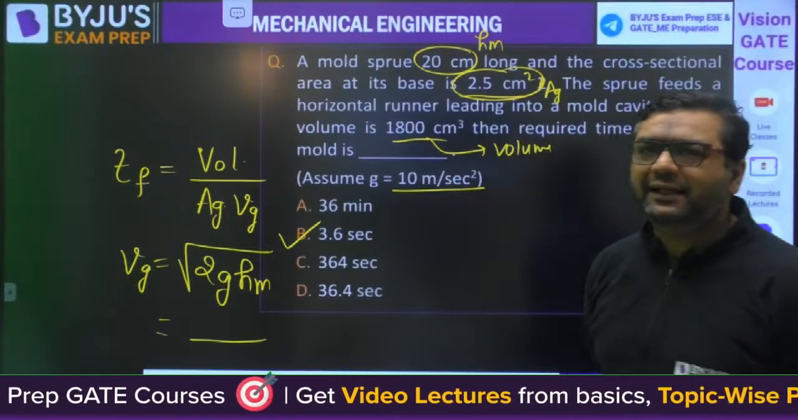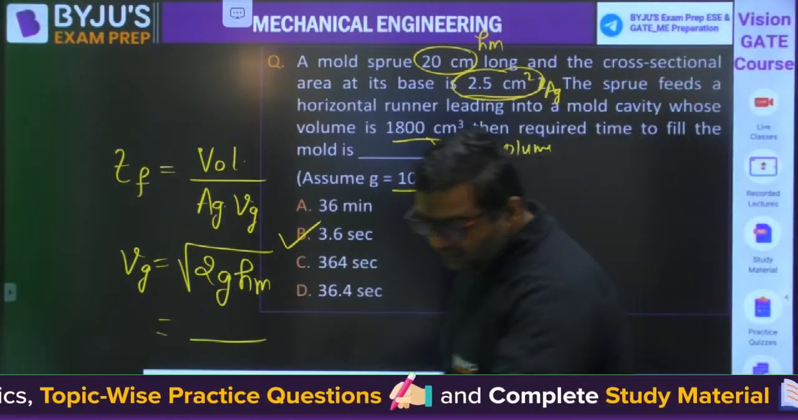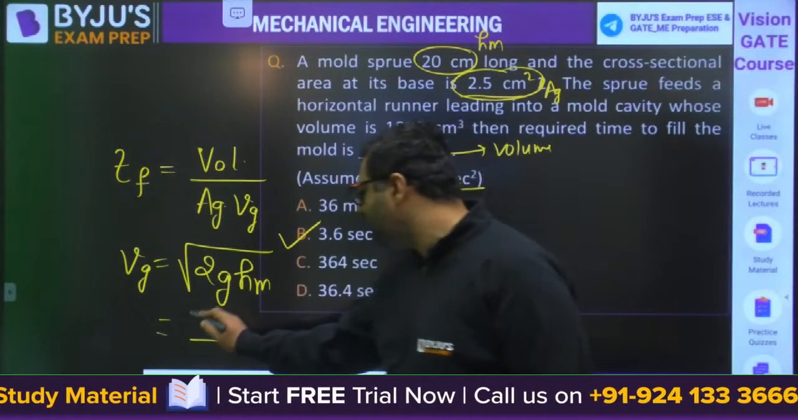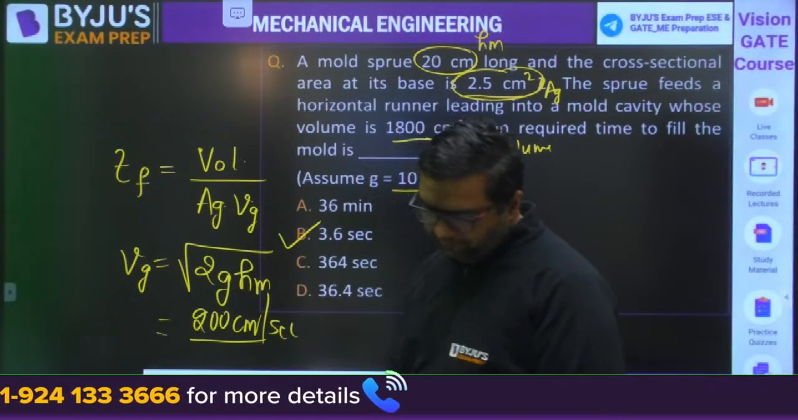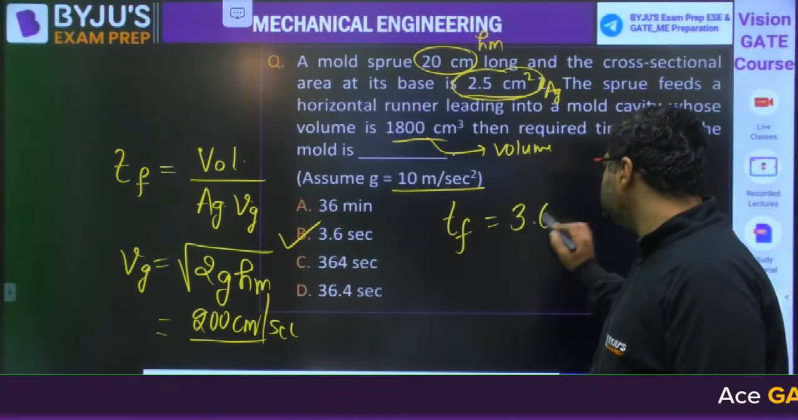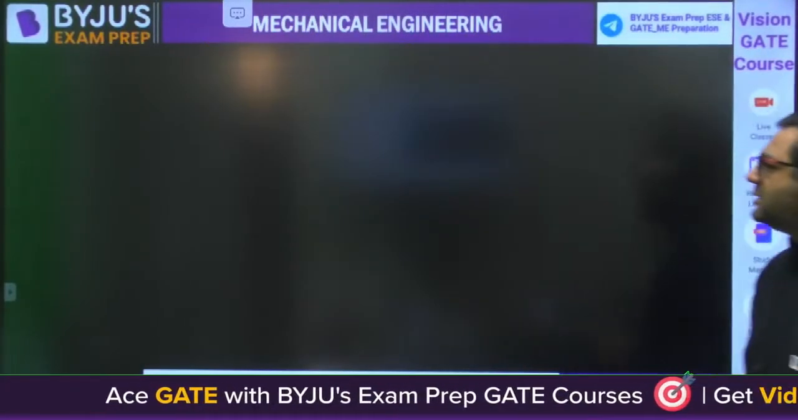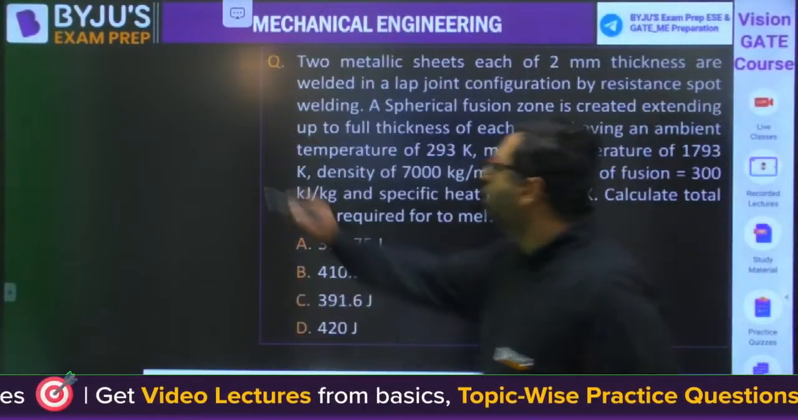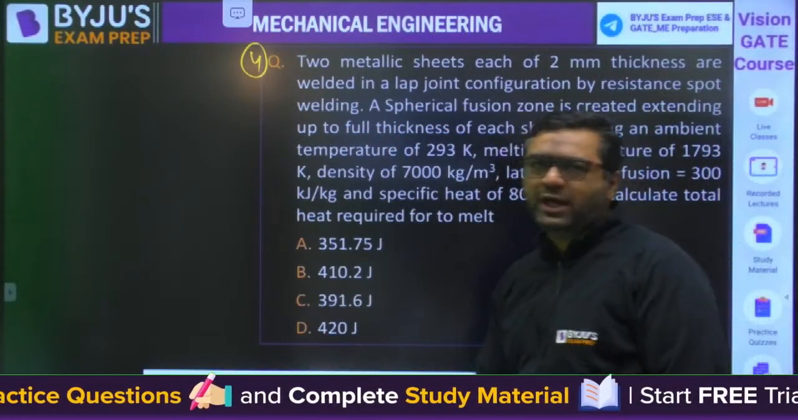Very good. 3.6 seconds. Tushar, I feel you have done some calculation mistake. When you go for Vg, I have done the calculations for you. Vg will be coming out to be 200 centimeter per second. And when you put this value, Tf will be coming out to be 3.6 seconds. Answer will be B for this. Okay. Moving to the next question guys. We have already done question number 2 and 3, and this is question number 4. Okay Tushar, no issues.